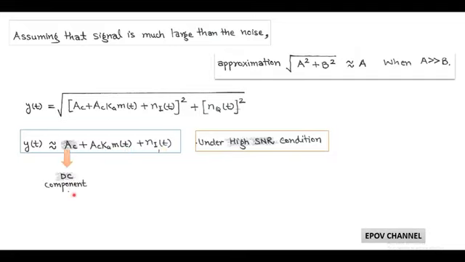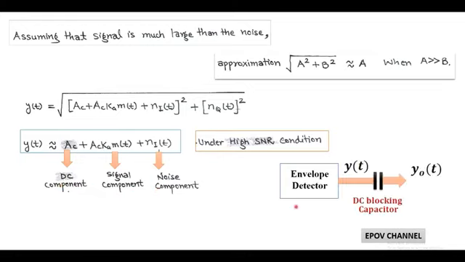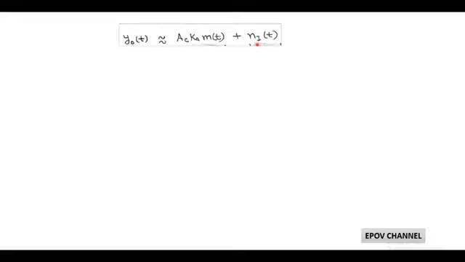Here the first term is the DC component, the second term is the signal component, and the third term is the in-phase noise component. In order to find the post detection signal to noise ratio, we require the signal component and noise component. The DC component can be removed by a capacitor called a DC blocking capacitor. So the output of the blocking capacitor becomes Ac ka m(t) + nI. Here the first term is a scaled version of the message signal and the second term is the in-phase noise component.